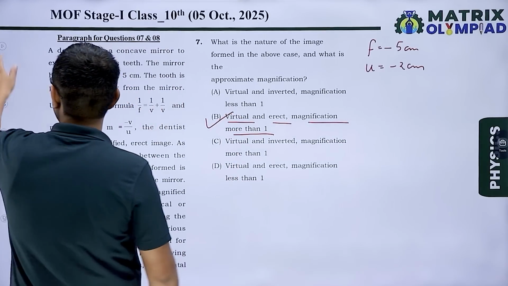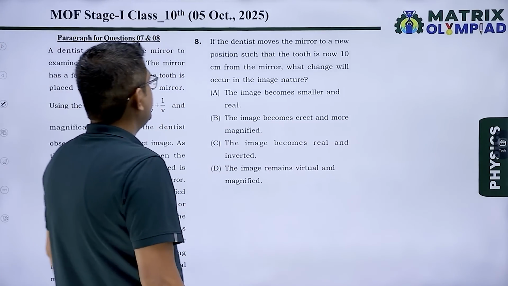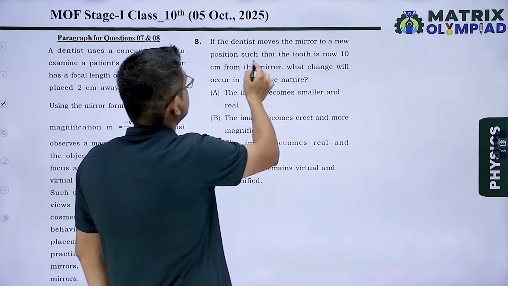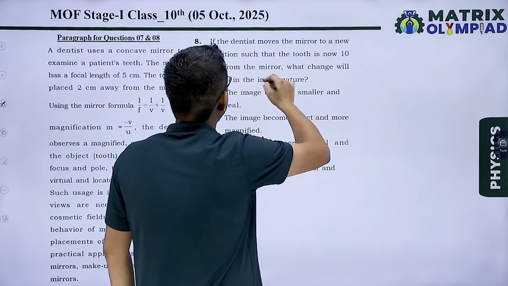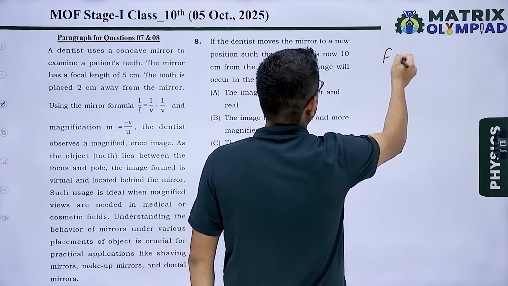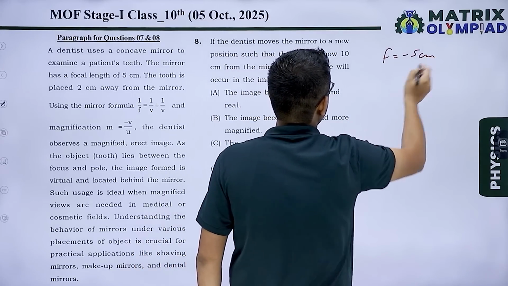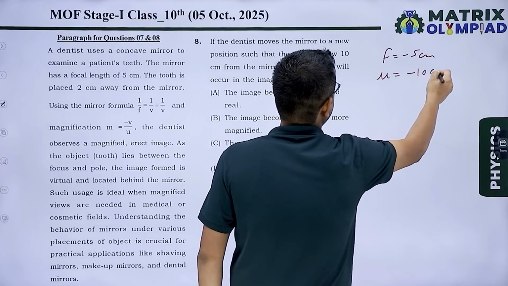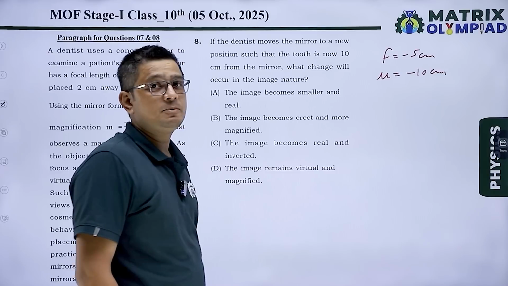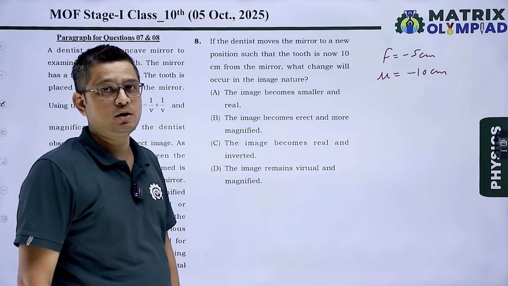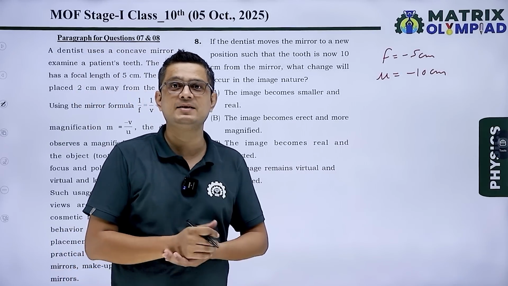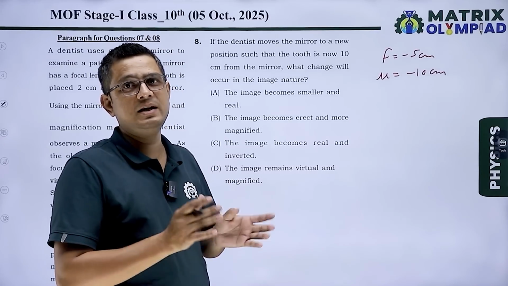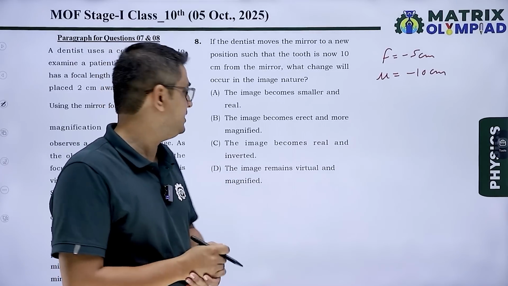Okay. Next question. Question number 8. If the dentist moves the mirror to a new position such that the tooth is now 10 centimeter from the mirror, we know that the focal length was minus 5 centimeter and the new position of the object is u equals minus 10 centimeter. That means the object is placed at R, that means center of curvature, and whenever the object is placed at center of curvature, then the image is also formed at the same place, which is equal in size, inverted and real in nature.